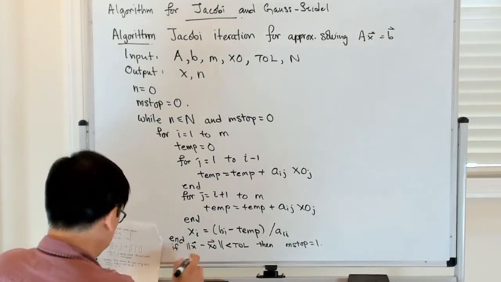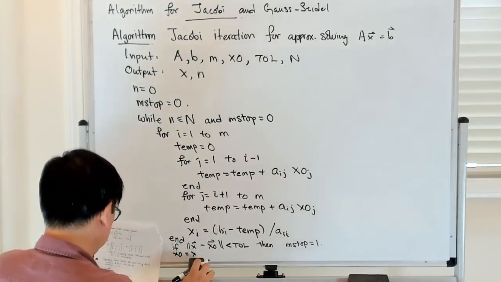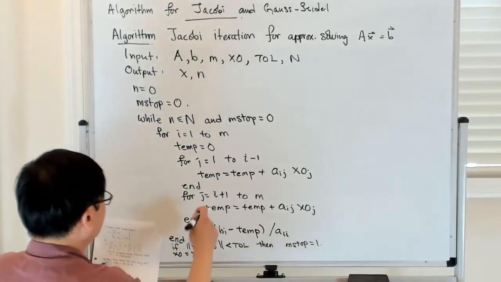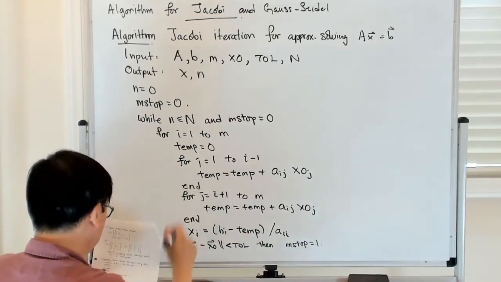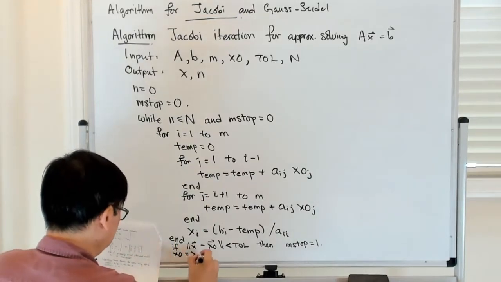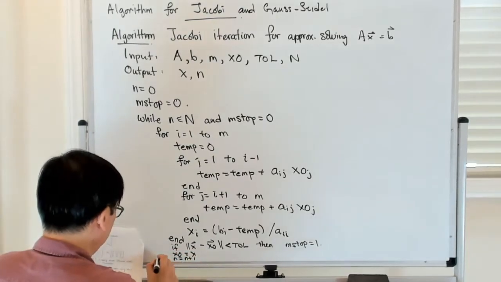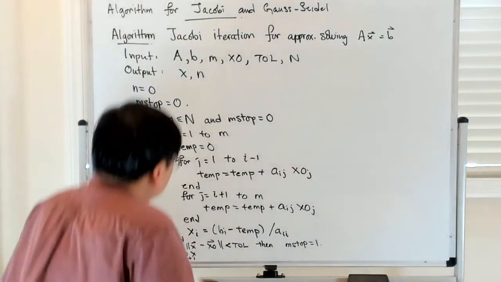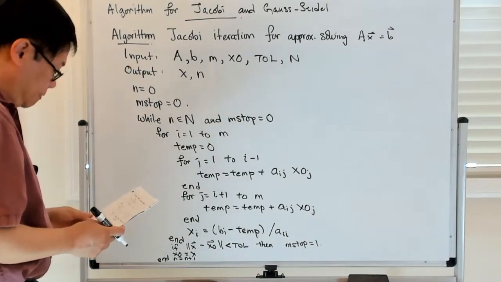And then x0 is equal to x, so that when I cycle through it again, the new value becomes the old value of the iteration. And then n equals n plus 1, and then I end the loop. So that's basically the Jacobi iteration.